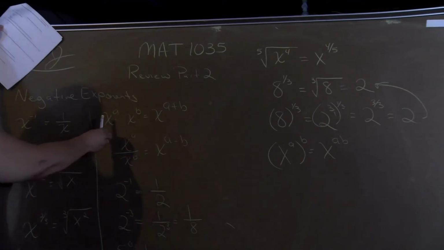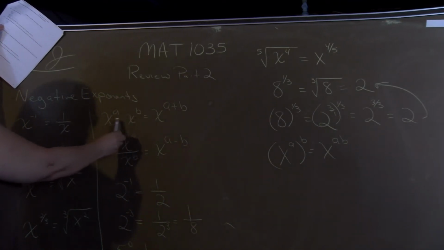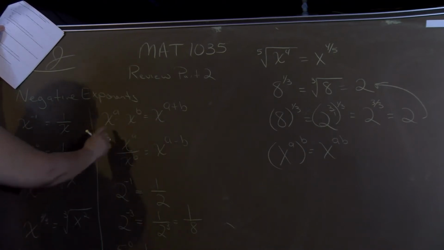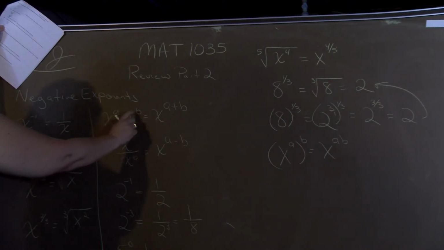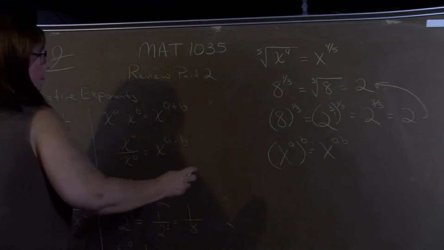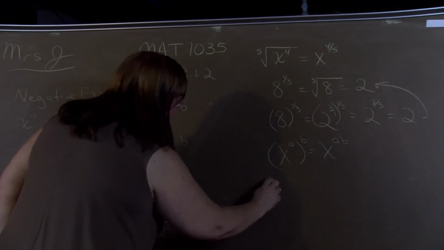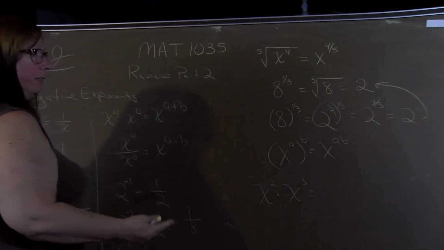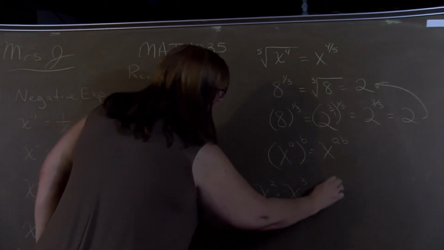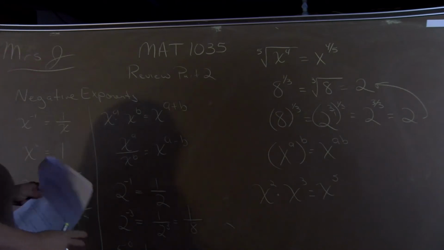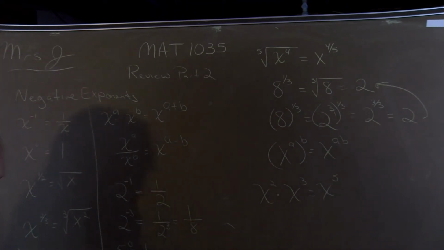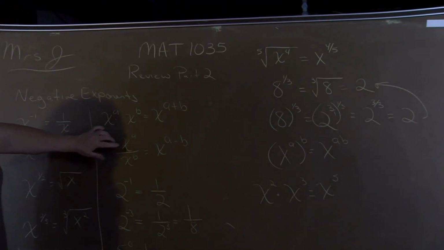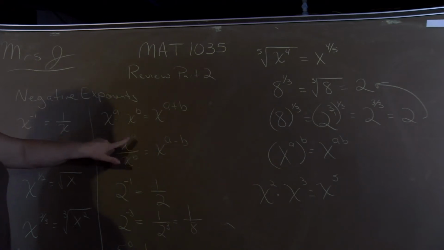But when you have variables multiplied together with the same base, you add their exponents. So since these are both x, we can add a plus b. So if we had x squared times x cubed, we'd have x to the 5th. So when you multiply, you add your exponents. When you divide, you subtract them. Top minus bottom.